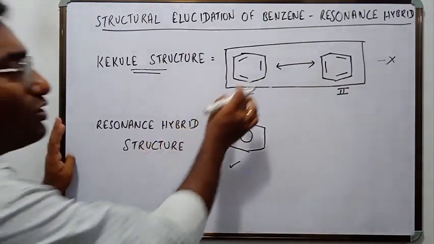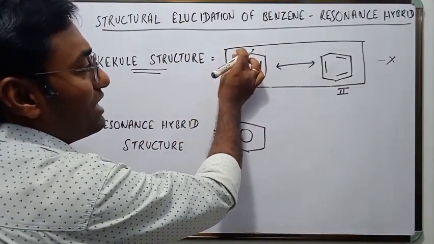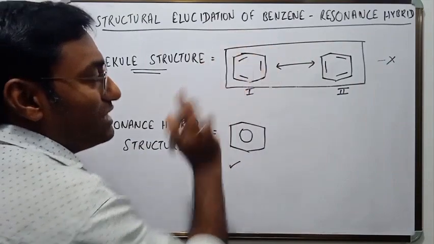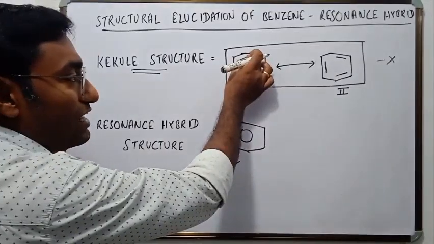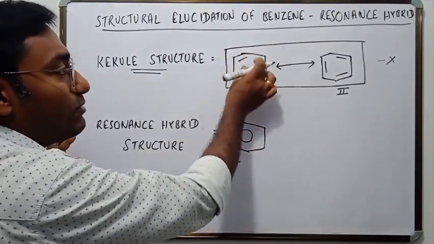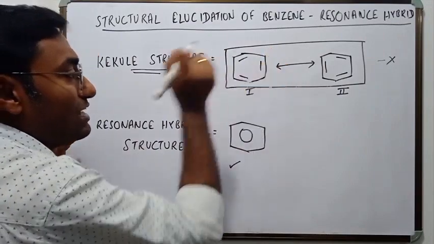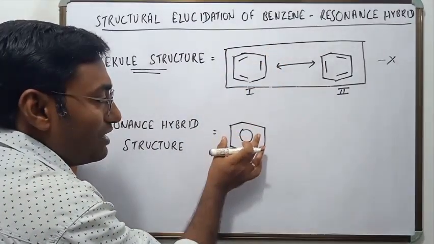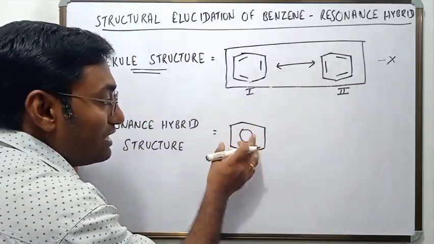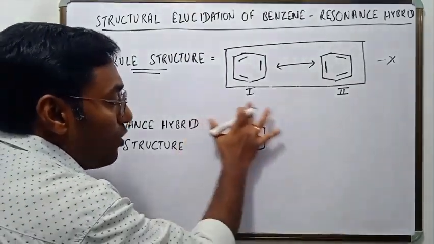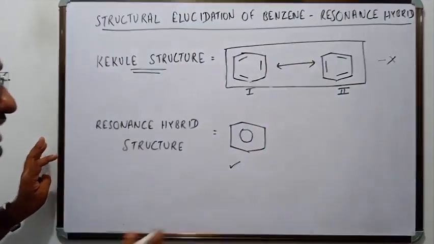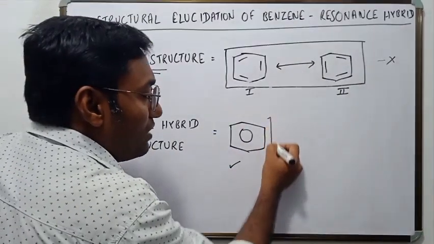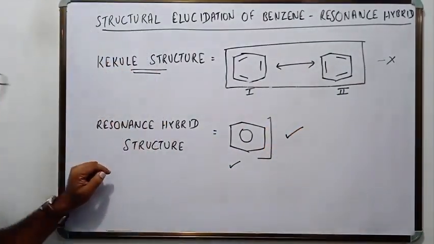Okay? It is not that this pair of electrons is shared by only 3 atoms, 1, 2, 3. It is not like that. This pair of electrons is shared by all carbon atoms. Similarly, this one. Similarly, this one. So all the 3 pairs of electrons, or the 3 double bonds, are equally shared among all the 6 carbon atoms. And this is what we are going to prove in this video.